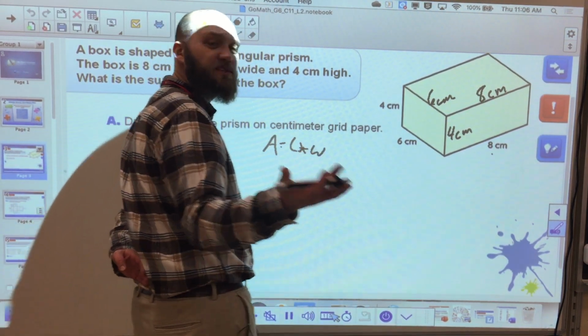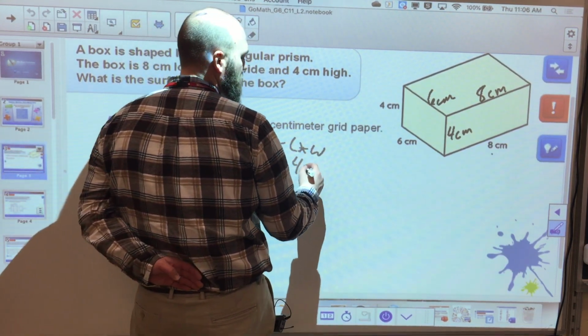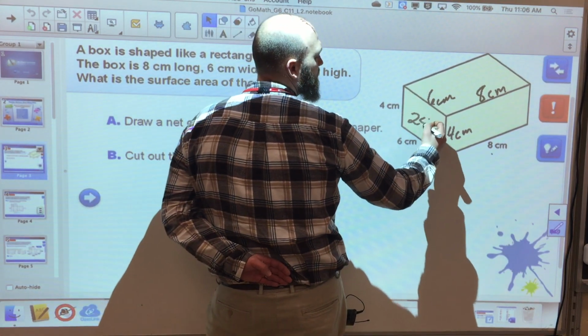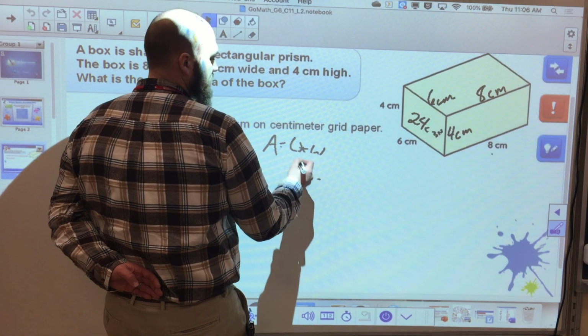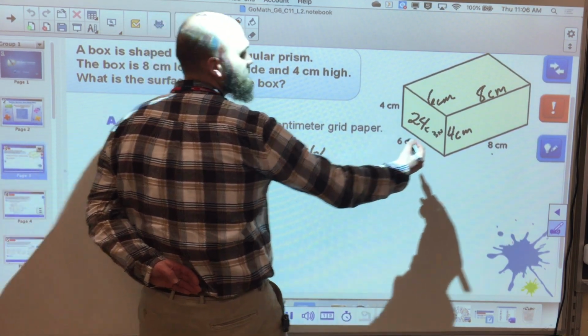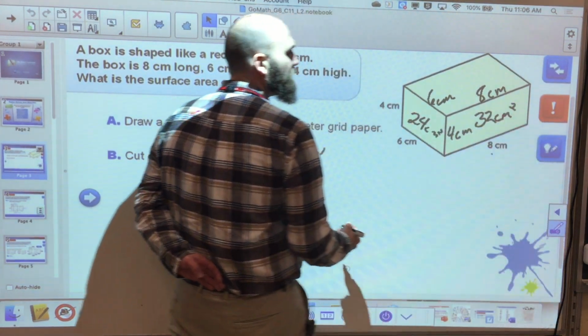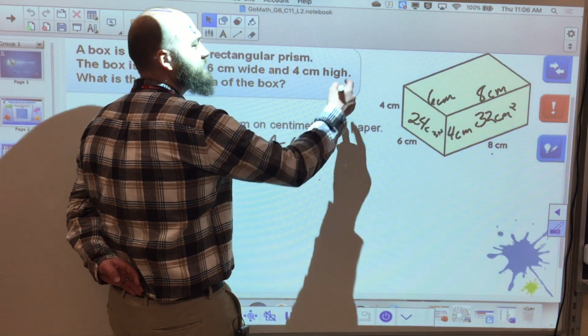There's my formula. Start with the formula. Let's do the left first. 4 times 6. Well, this side is 24 centimeters squared. I take length times width and I say 4 times 8. This is, front is 32 centimeters squared. Okay? And then I need the top. 6 times 8.